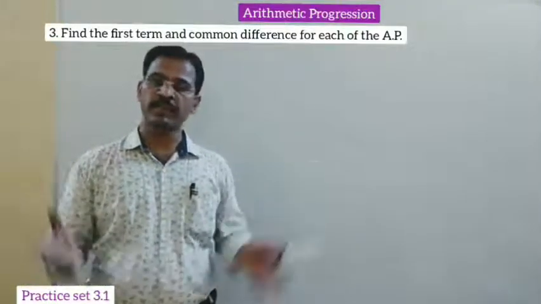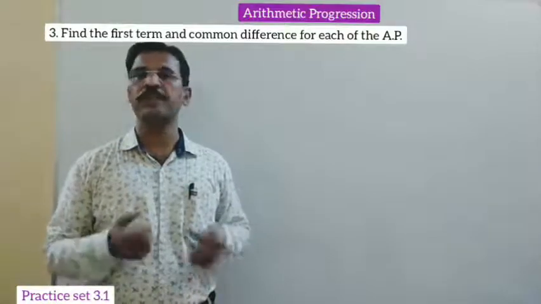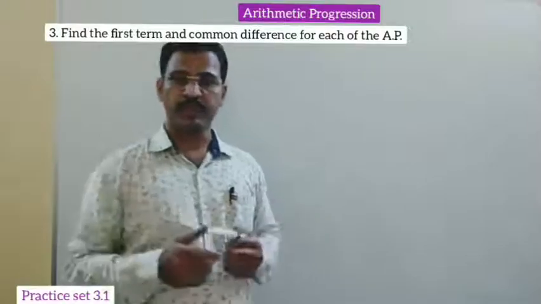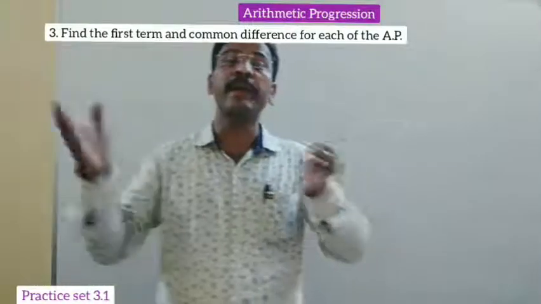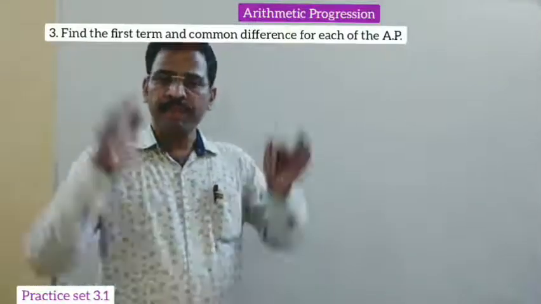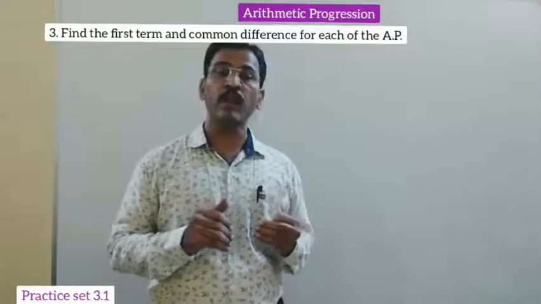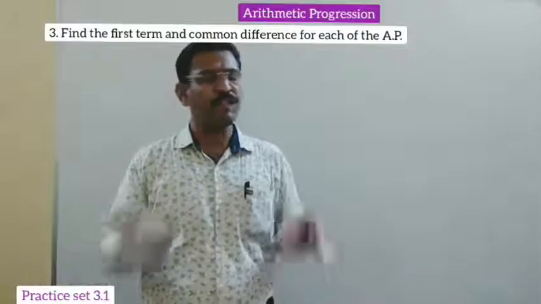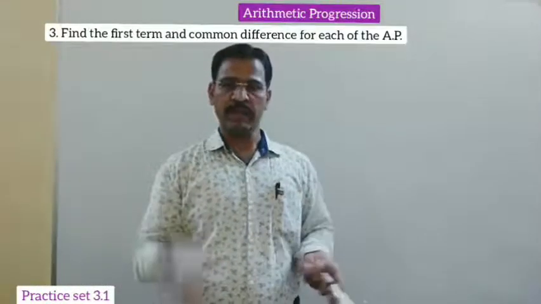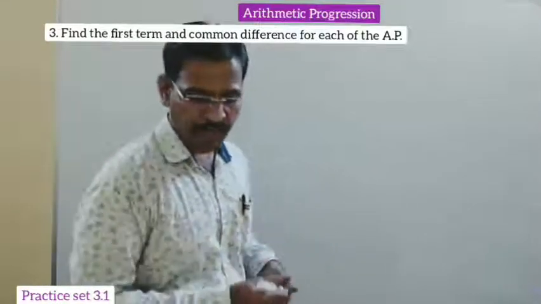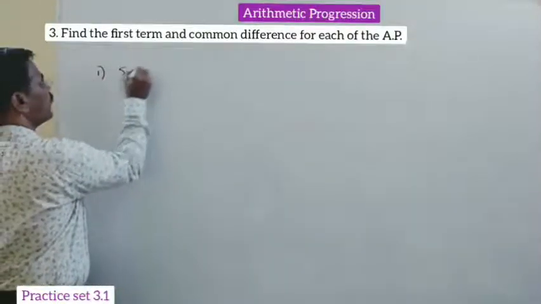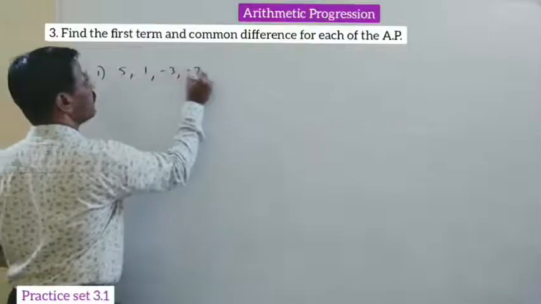Friends, in question number 3, which is the last question of this exercise, the practice set, see here, what is the question? They have given us some arithmetic progressions, and from those arithmetic progressions we are going to find the first term and their common difference, which is so simple here. Okay, we'll take the first one. See here, 5, 1, minus 3, minus 7.